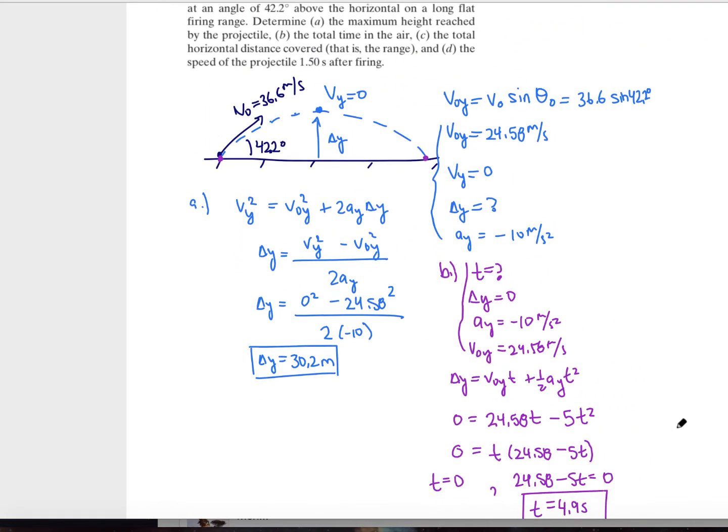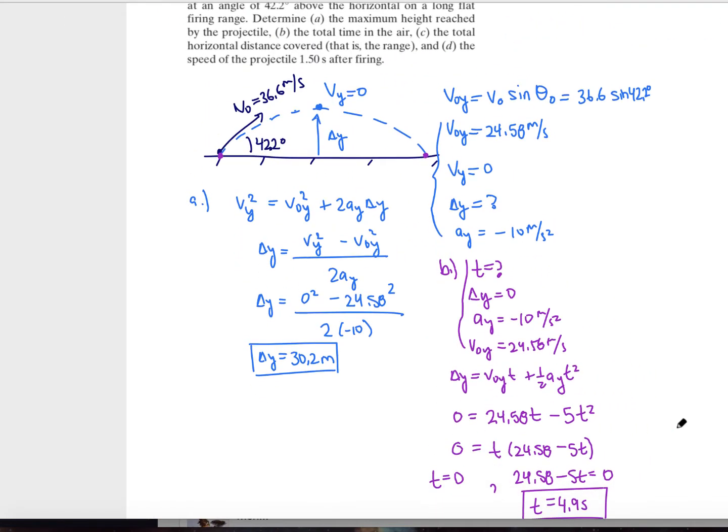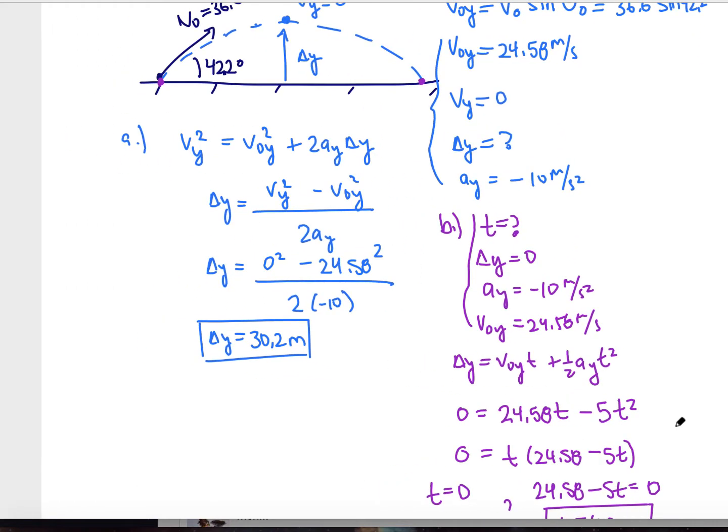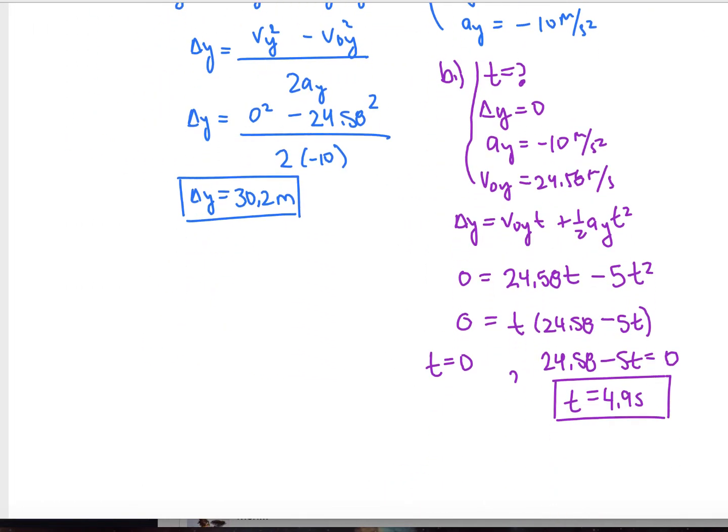So let's go back and look at what part c is. C says the total horizontal distance covered. That is the range. I can do this 2 different ways. One is I can find delta x based on the fact that I'm in the air for 4.9 seconds, and I can find v naught x, because that will be v naught times the cosine of the angle. Then I can simply use delta x is equal to v naught x times t. So this is one method.